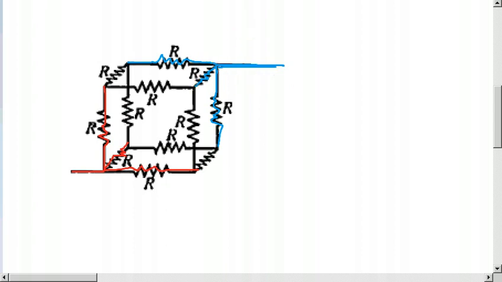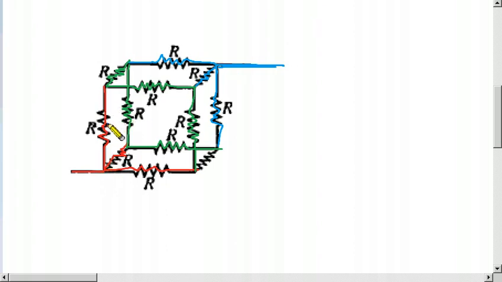So in between these red and blue resistors there are 6 other resistors. I draw them in green color. Red to blue, red to blue, red to blue. So observe this structure carefully.